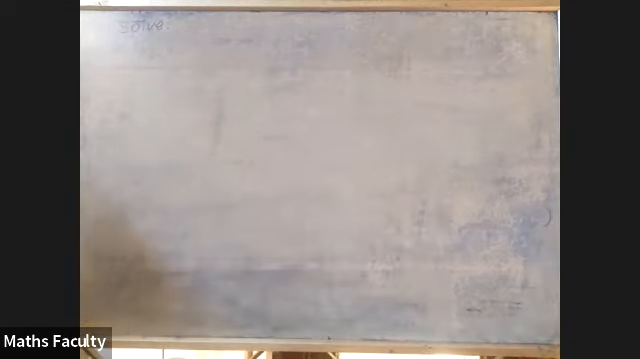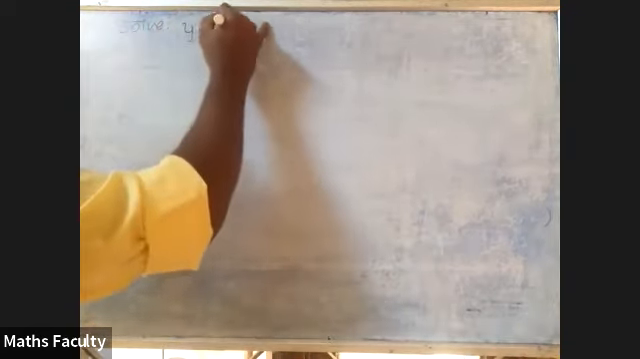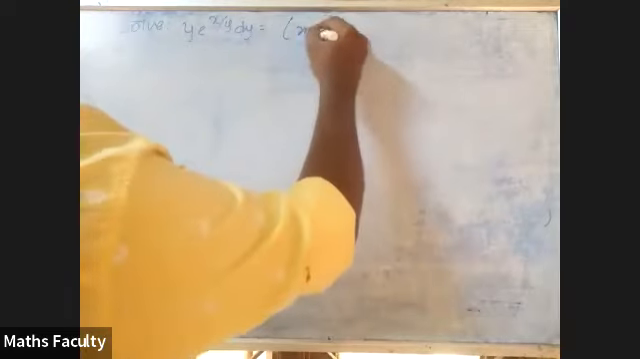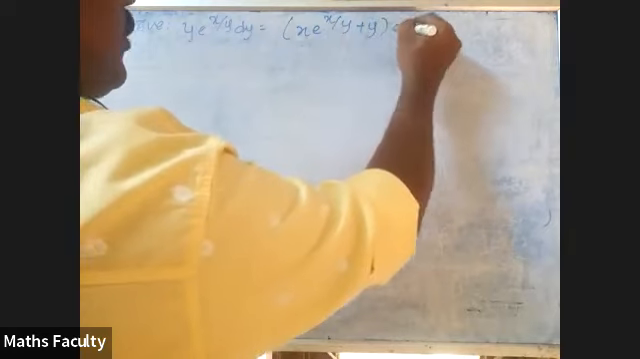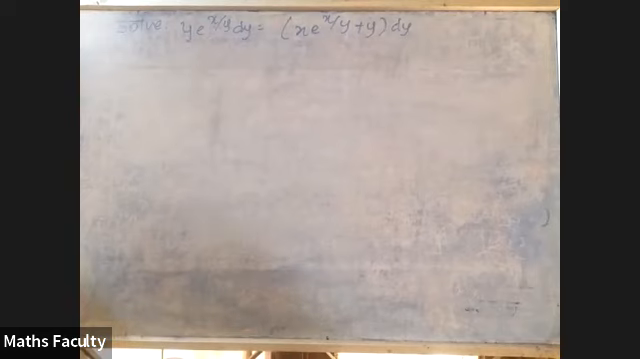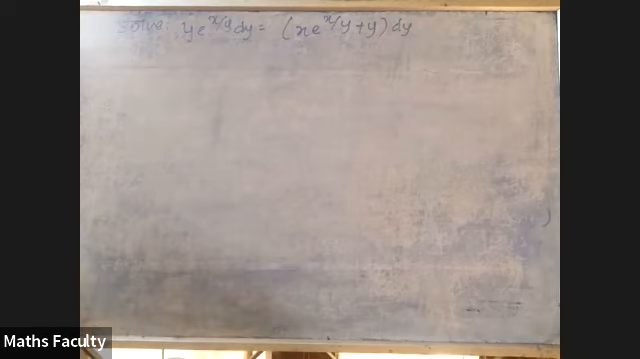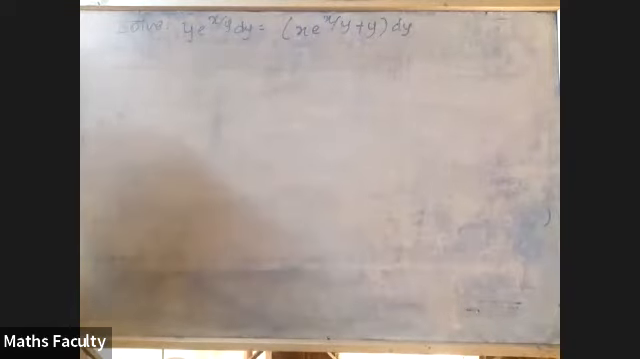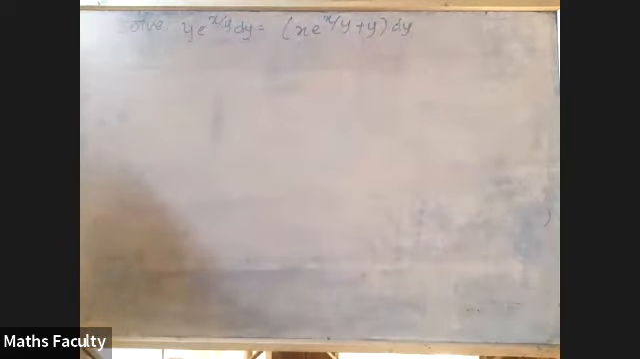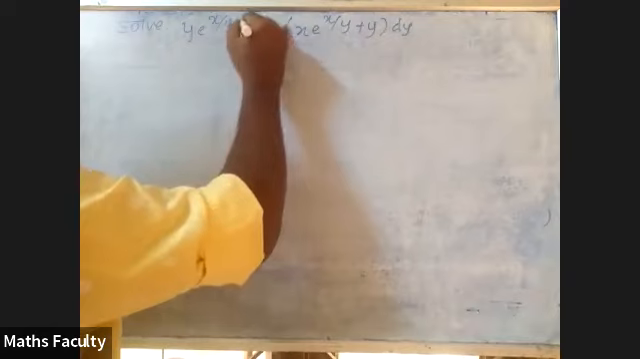Solve. Next one. y e power x by y into dy is equals to x e power x by y plus y into dy. Okay, so this is the differential equation given. So homogeneous differential equation, how can I write the homogeneous differential equation? Listen carefully. Or the dy into the dx, sorry, dx.